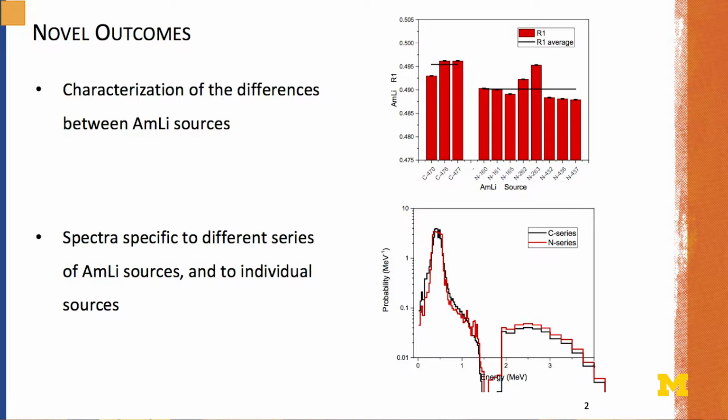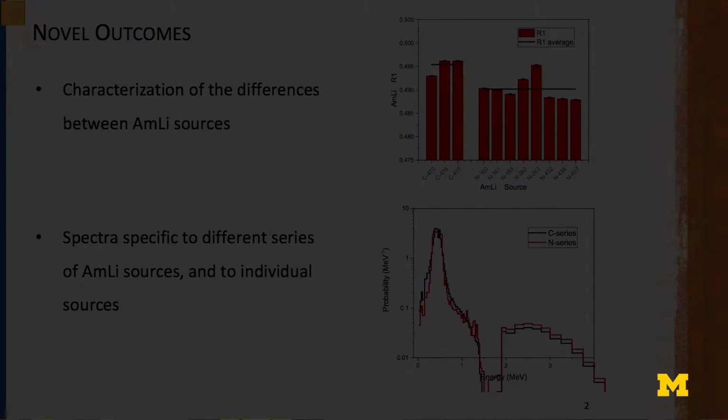So first, the two major outcomes for this work. The first one was that we were able to characterize a large number of AMLI sources and compare them to each other. A lot of people have measured individual AMLI sources in the literature one at a time, and so this was the first work that really looked at a lot of them at the same time.